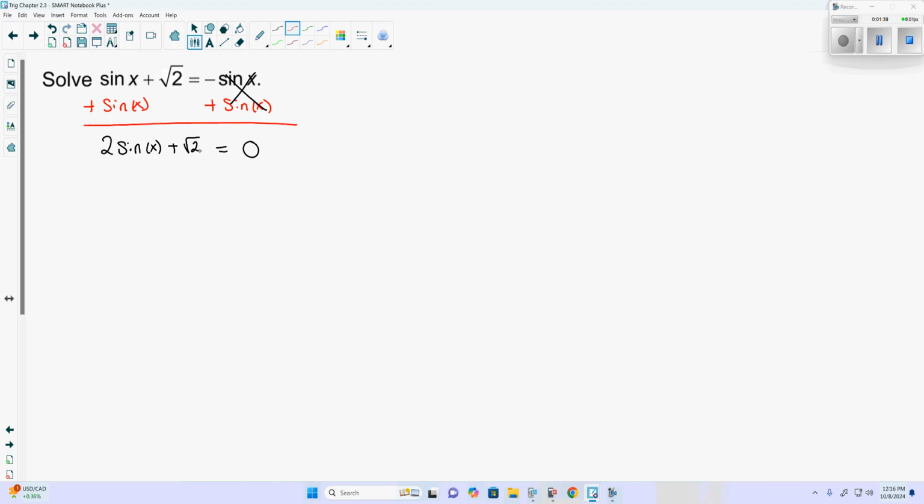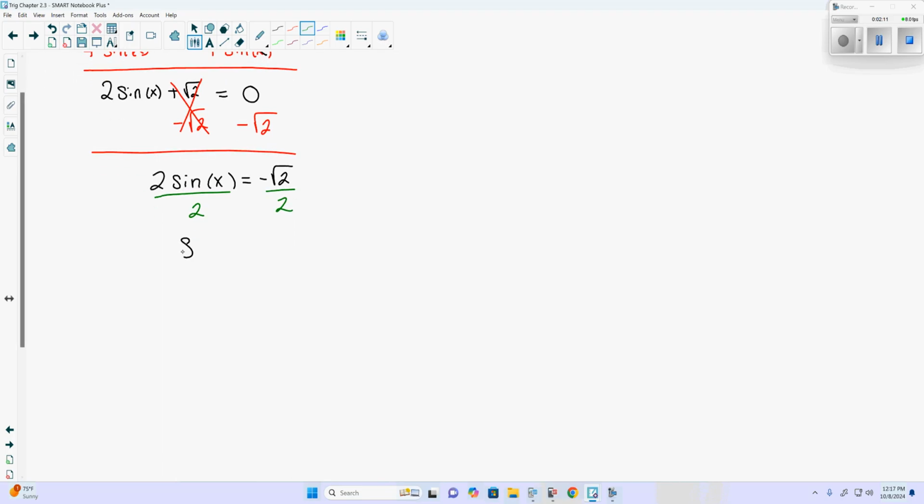Now our next step is to get sine of x by itself. So the first thing we can do is subtract the square root of 2 from both sides, because the square root of 2 minus the square root of 2 is 0. That 2 sine of x is equal to negative square root of 2. So the last thing we need to do is divide both sides by 2, telling us that sine of x is equal to negative square root of 2 over 2.